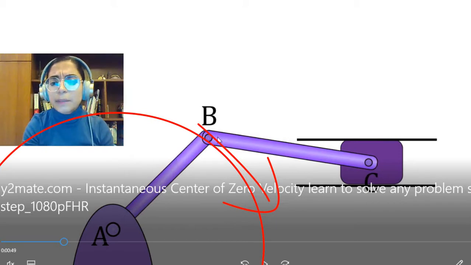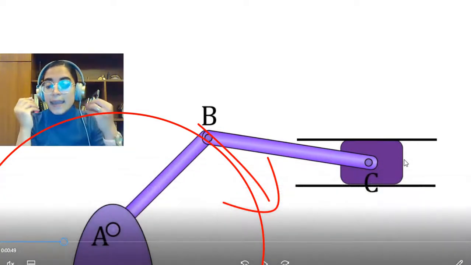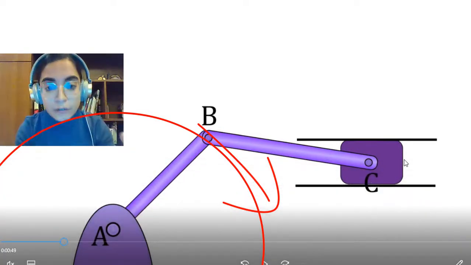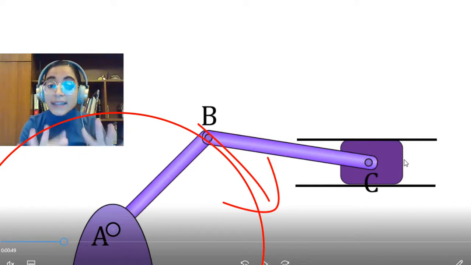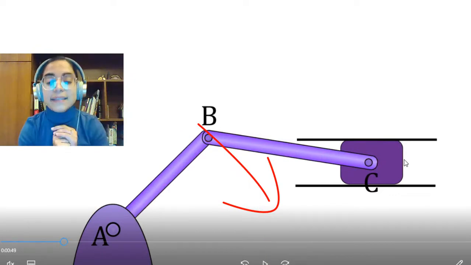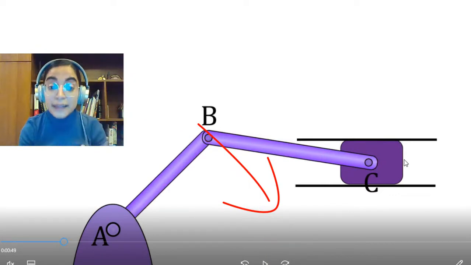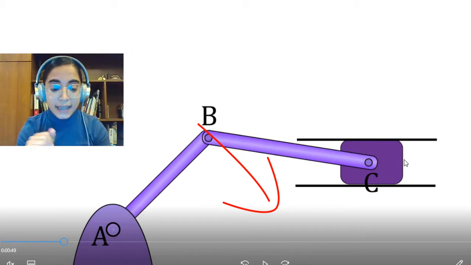What about the beam BC? For the beam BC, guys, I do not have any clear center of rotation like the pin at A. So I need to find it. I need to find this center of rotation, and I'm going to call it the instantaneous center of zero velocity so that I can directly find VB and I can directly find VC. Let's do it.